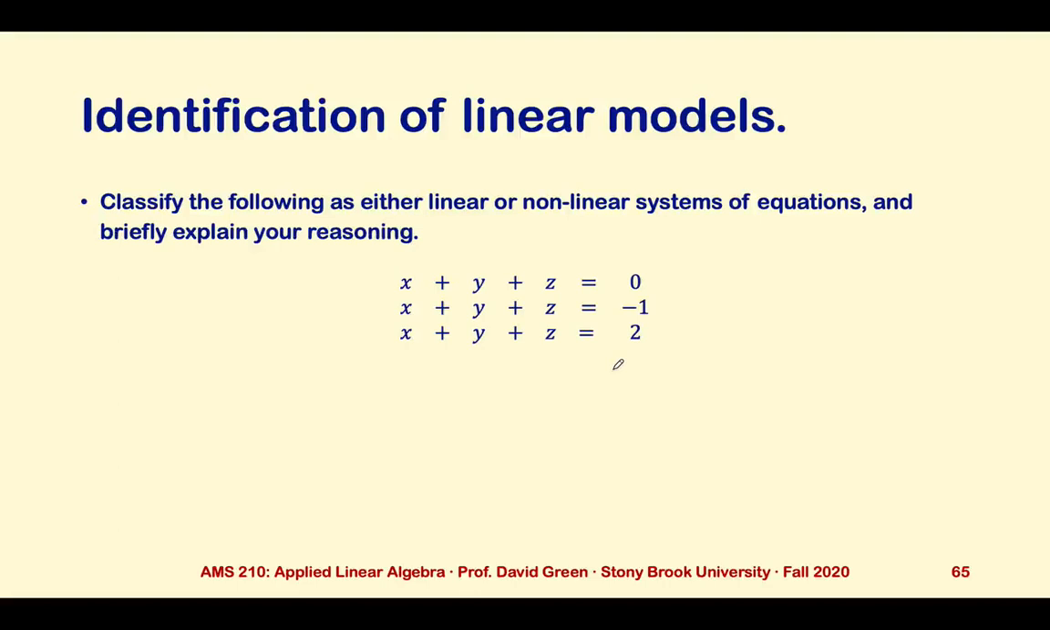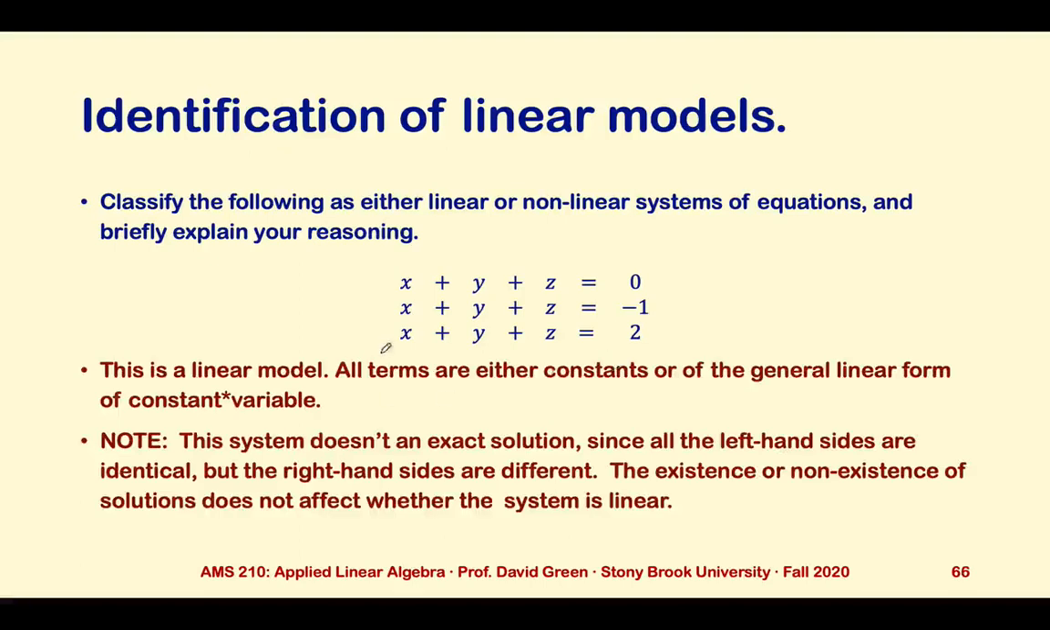Moving up in size, those were all two-dimensional systems. Let's think about some larger dimensionality problems, linear or nonlinear. This is a linear model. Once again, all of the terms are of the form of a constant or a constant times a variable. Constants on the right-hand side, each term with a single variable on the left.